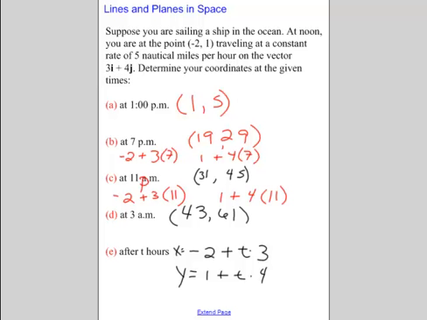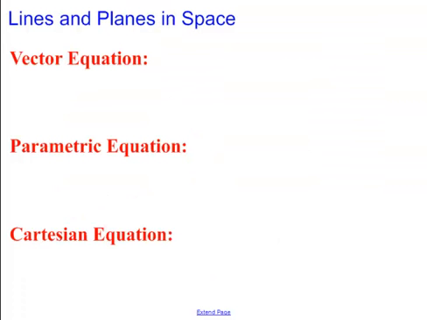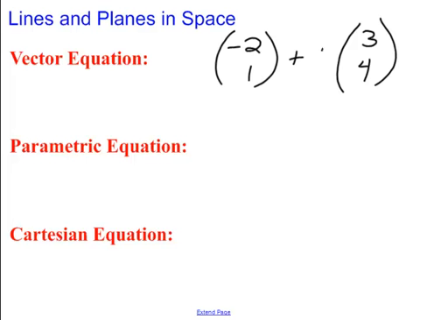Now I can also represent this in vector form. My vector equation for this, I had this starting point, which was (-2, 1). So that's where I started. And I'm adding that unit vector form. The 3 again is your x, the 4 is the y, and that's multiplied by some t value. And the end result is going to be your xy coordinate. So that's your vector equation.